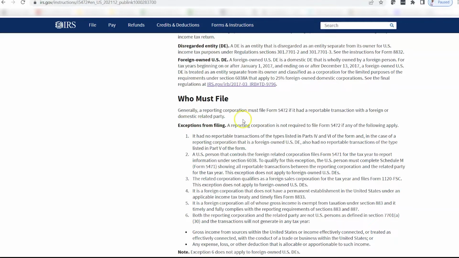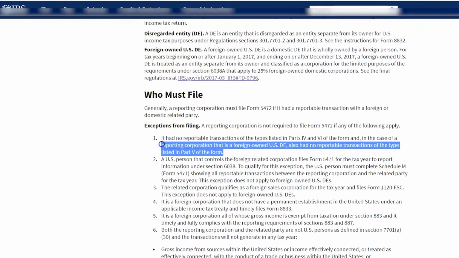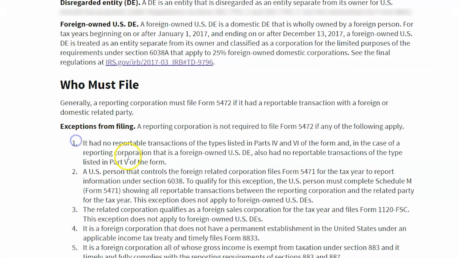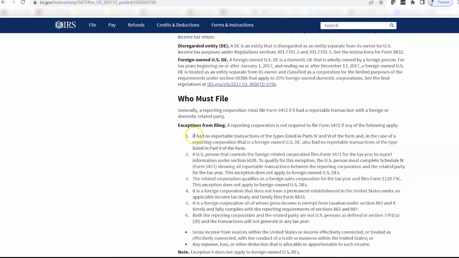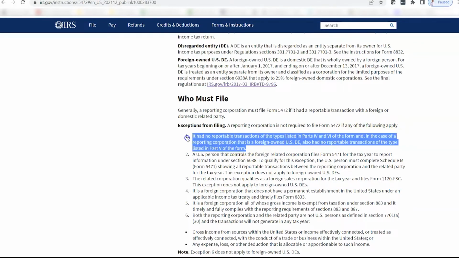So in this case, we're going to look at this first point here, number 1. For the purpose of this video, we're only going to look at section 1 here. If you read it, it says that a reporting corporation is not required to file Form 5472 if any of the following apply. So we look at the first one here, which generally will apply to a foreign-owned U.S.